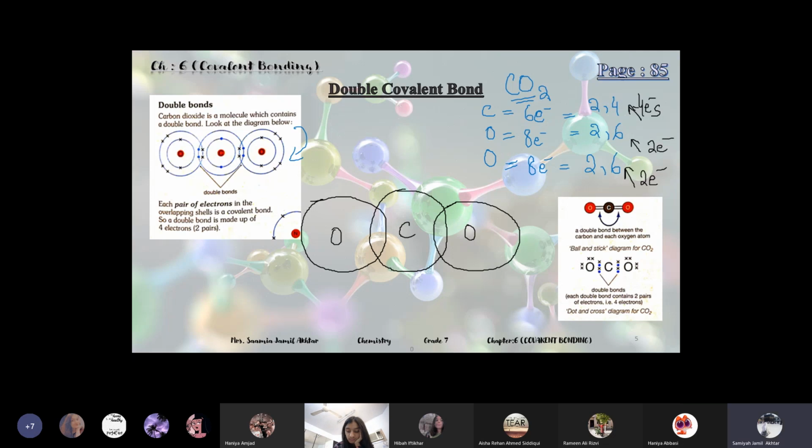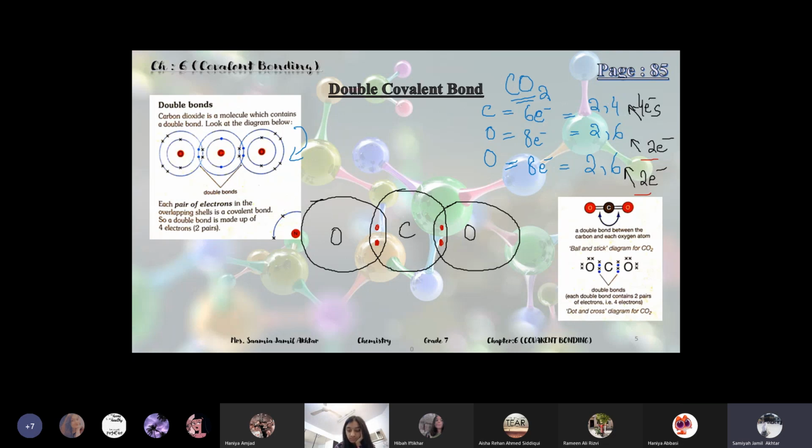And need is equal to share. So oxygen needs 2 electrons, 2 electrons. So both oxygens will share their 2 electrons with carbon. I am indicating oxygen's electrons with dots, both oxygens' electrons. So each oxygen is sharing 2 electrons.